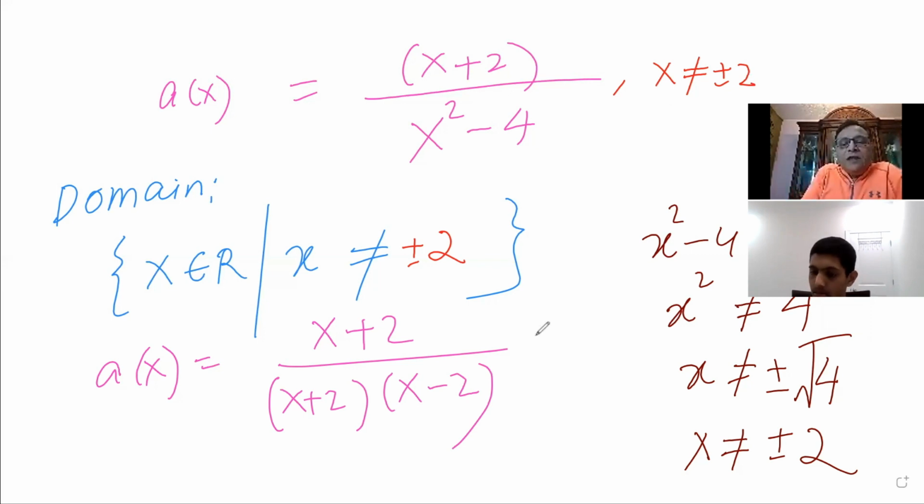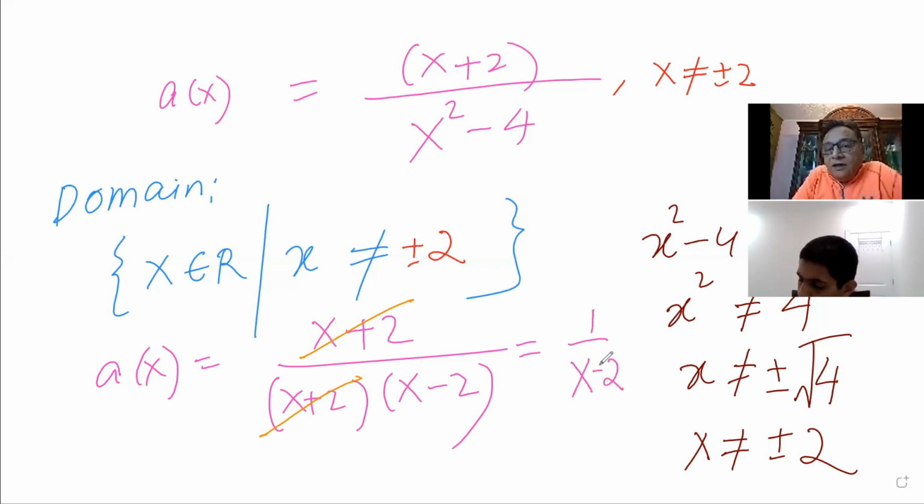Now you can see I can actually simplify it further. I can cancel x plus 2 and x plus 2. And what do I get? 1 over x minus 2, right? Now, if I simplify like this and write 1 over x minus 2, then is my function the same as 1 over x minus 2? Are these two functions the same?